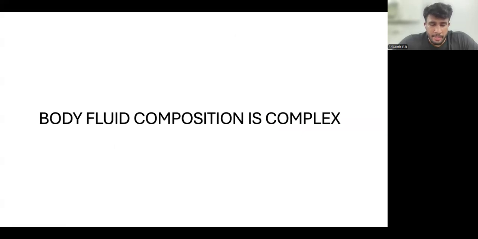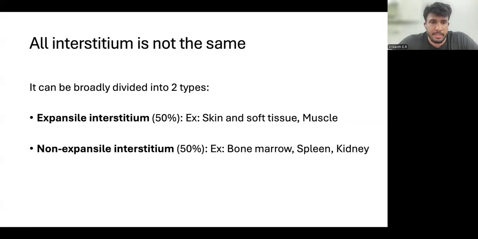And the body fluid composition is not as simple as we initially thought, which we had discussed in the first few slides. For example, the interstitium is not really the same. There are two types of interstitium. There's an expansile interstitium, like that in the skin, soft tissue and muscle, and there is an interstitium which does not really participate in fluid exchange because it is covered by a very hard structure. For example, the bone marrow is covered by hard bone. It doesn't really have any space to expand.